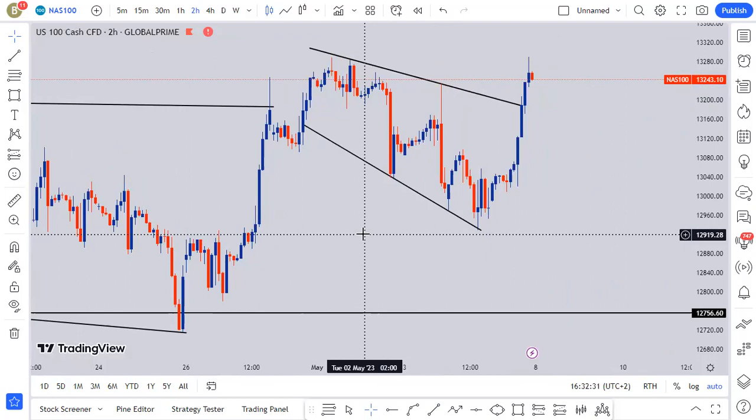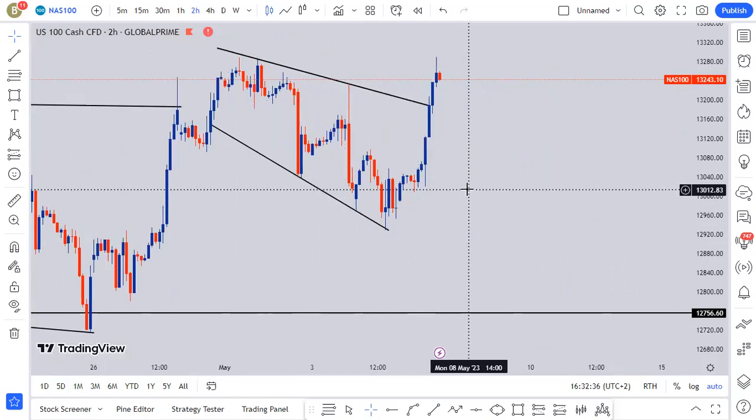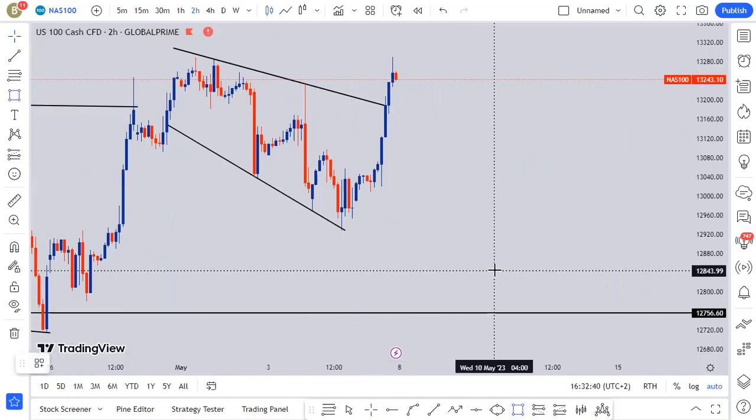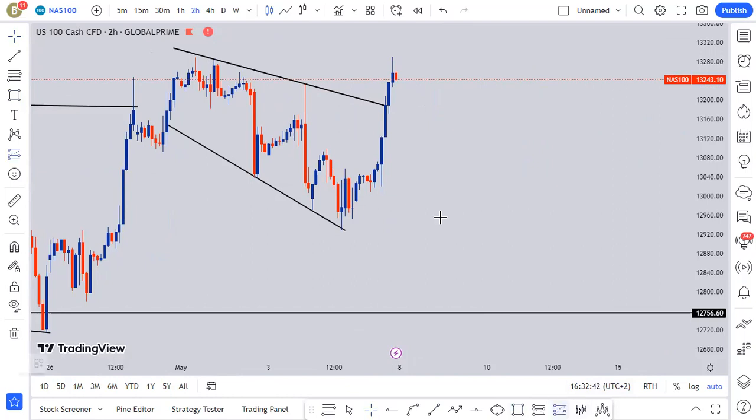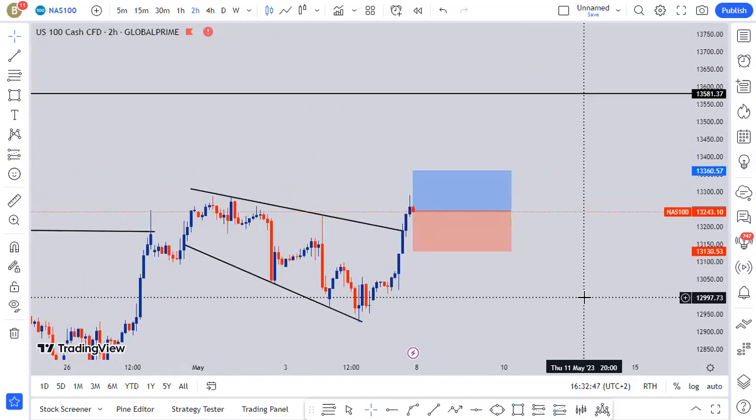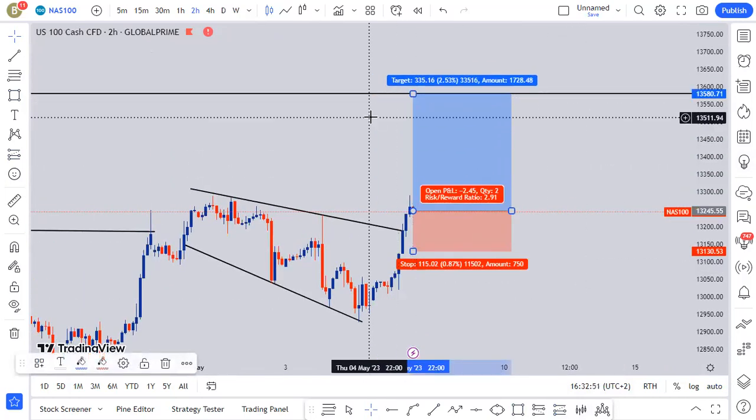So anyway, let's look at what is currently happening. On the 2 hours, they're saying bullish. So bullish, what could really happen right here? We can't just go and say, okay, this is bullish, let's place buy trades right here and put our take profit there.